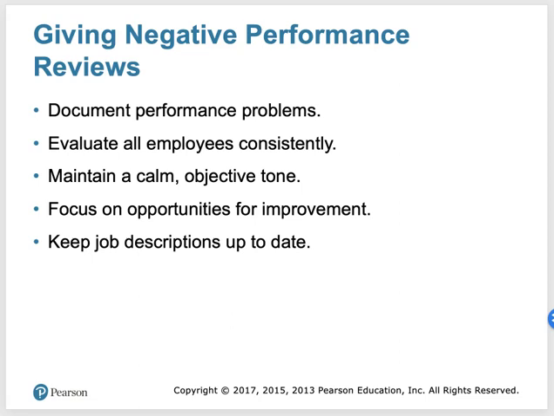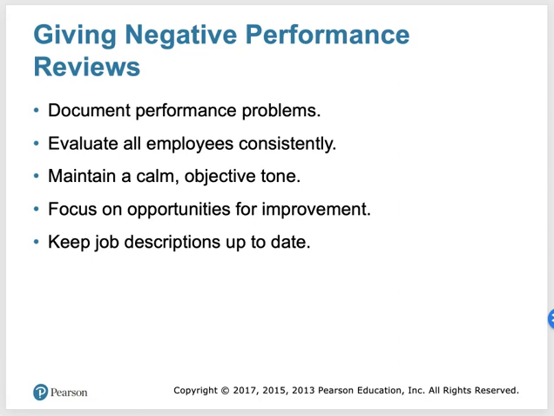So if you need to write a review that includes negative information, just a few quick points, and then we will come to a close for this chapter. First, document performance problems. This is critical that you take the time to do that. Evaluate all your employees consistently. Try to use the same criteria on all employees. It's really easy to think about the most recent good or negative thing that an employee did, and you're actually evaluating over a period of time of usually 3 months, 6 months, or a year. So try to be consistent so that you're fair to all of your employees.